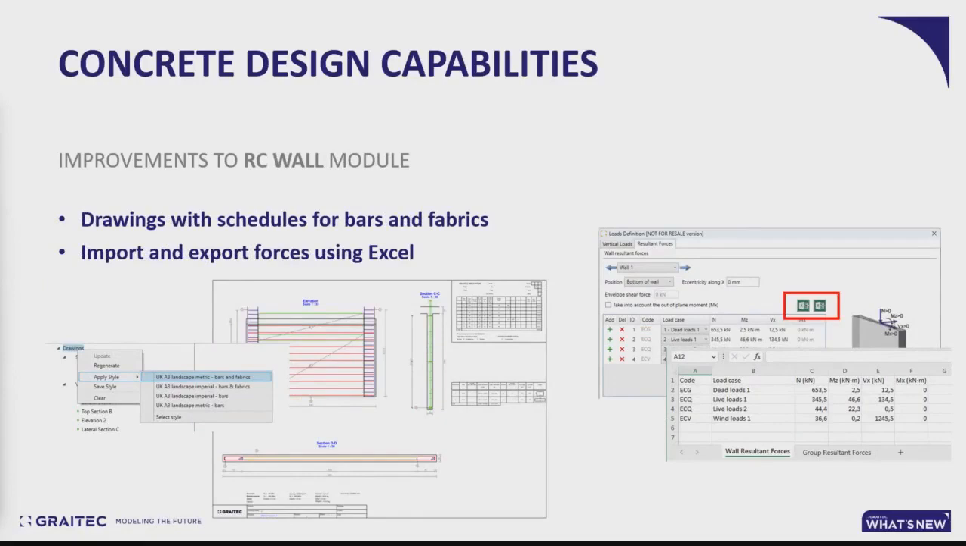Time for RC wall module. First, when generating drawings for walls, you can use new drawing styles that allow automatic generation of schedules for bars and fabrics at once. And the next point, for shear walls, it's possible now to import and export resultant forces using an Excel sheet. This is helpful, especially when load data is available from external sources.